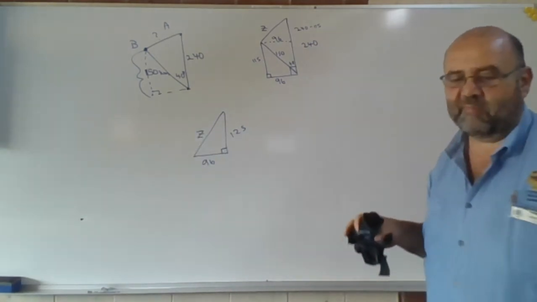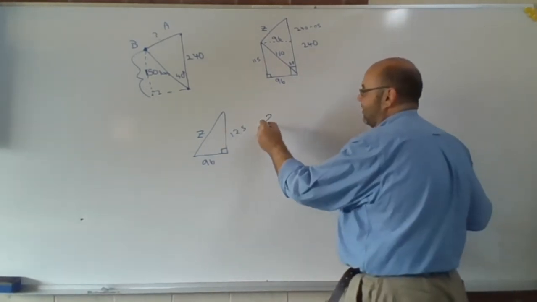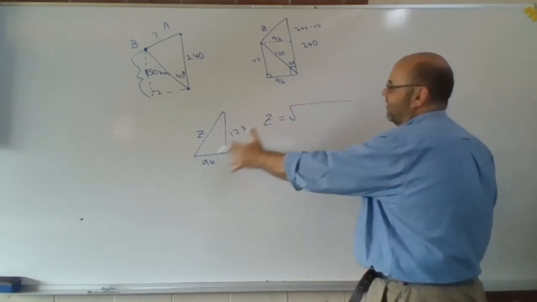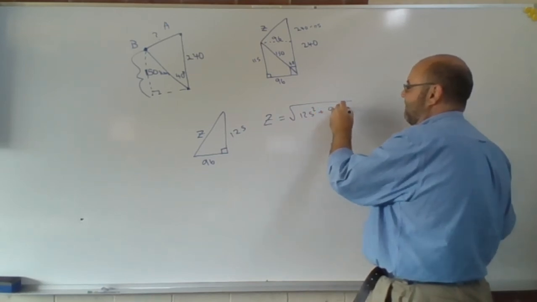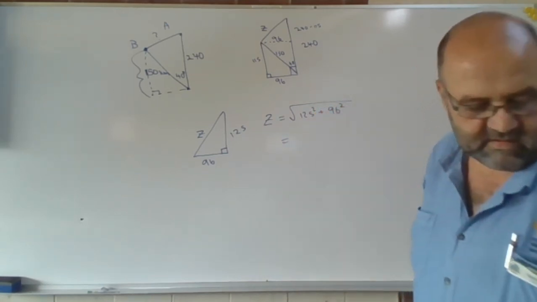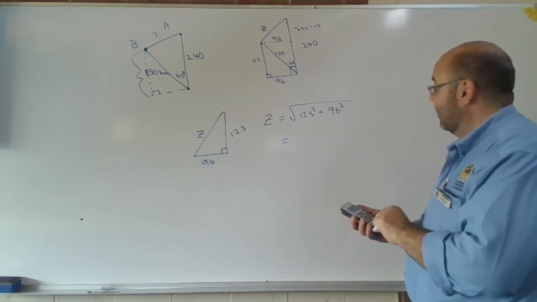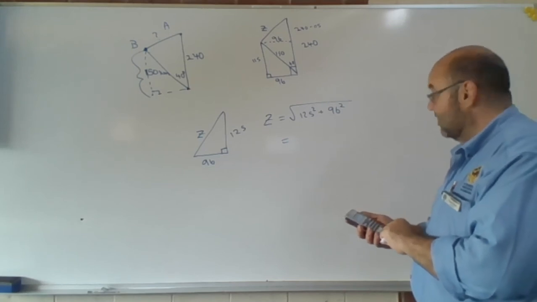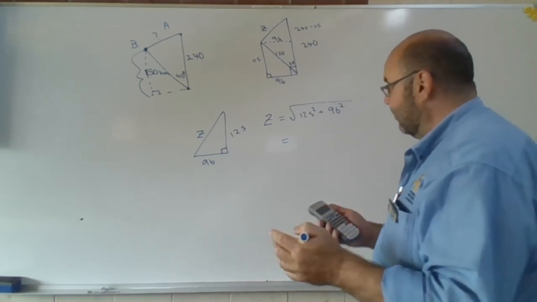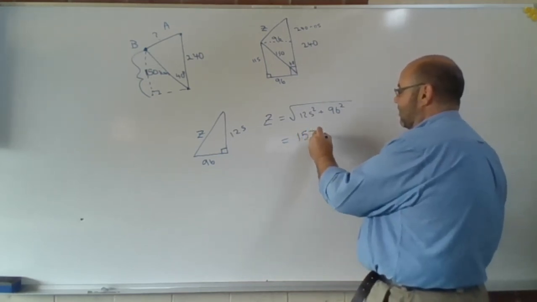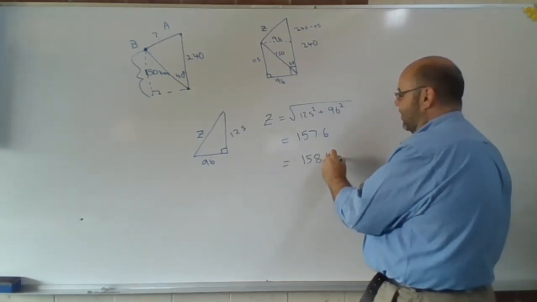Well, that's just going to be a Pythagoras theorem question. Pythagoras tells me that the hypotenuse is equal to the square root of the squares on the other two sides. So I want the square root of 125 squared plus 96 squared. That's 157.6. Rounding off to the nearest kilometre is 158 kilometres.